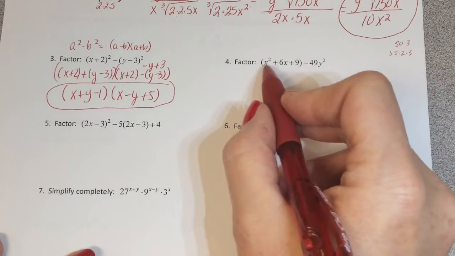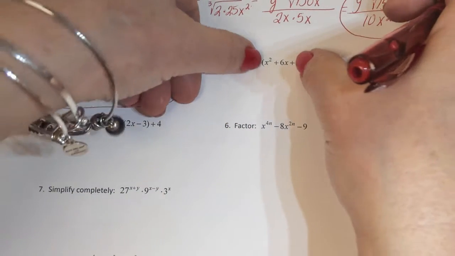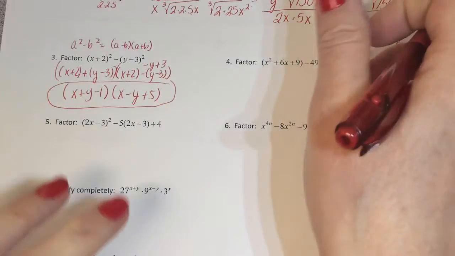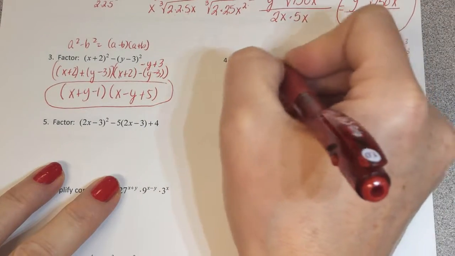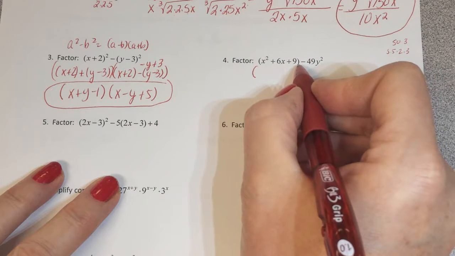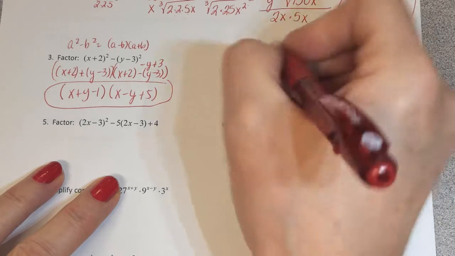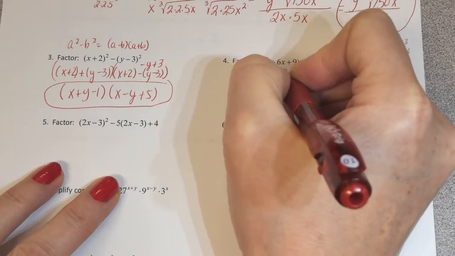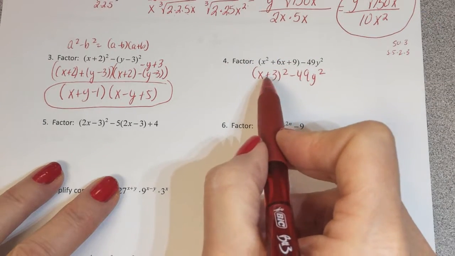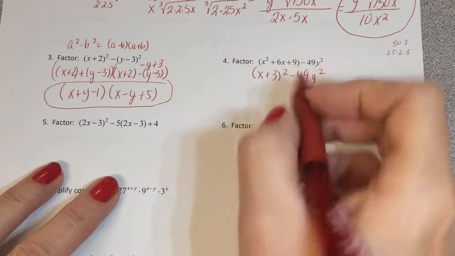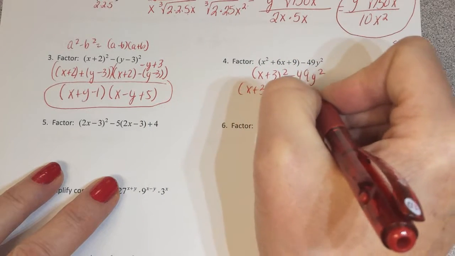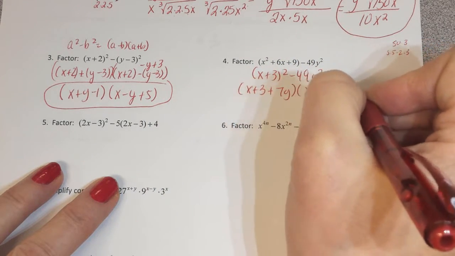This one, they showed us how to group it, but even if those parentheses weren't there, we should recognize that that's something that we can factor. How does that factor, you guys? Right here. What is this? X plus 3 squared minus 49y squared. So now again, we have a squared minus b squared. So this is going to go a plus b, a minus b.